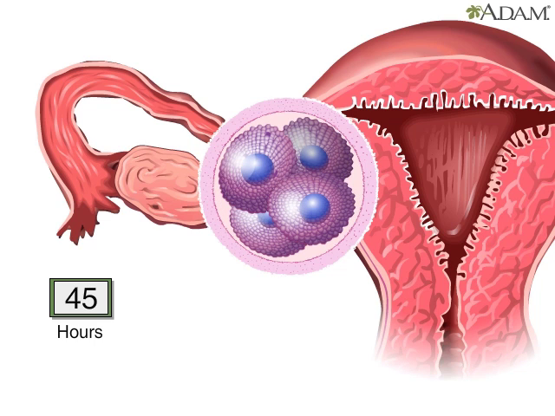Some 15 hours later, the two cells divide to become four. The counter changes to 45 hours. The cells divide again and are labeled four-cell stage.